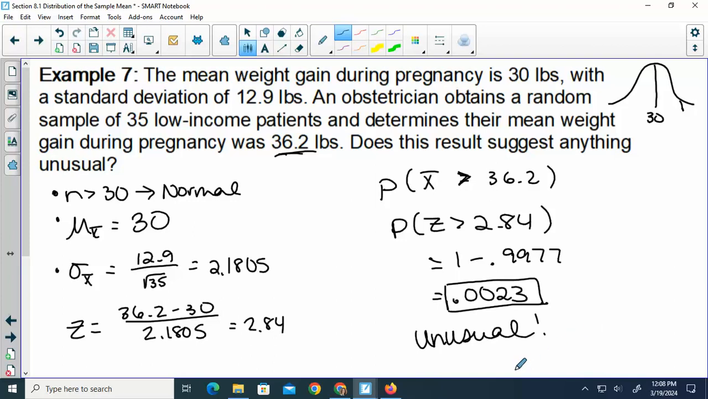So what that means is either we had a bad sample for one reason or another, or the mean has changed and it's no longer 30 pounds. So we don't necessarily know why it's unusual just from this, we just know that something is going on here because we really shouldn't see this happening.